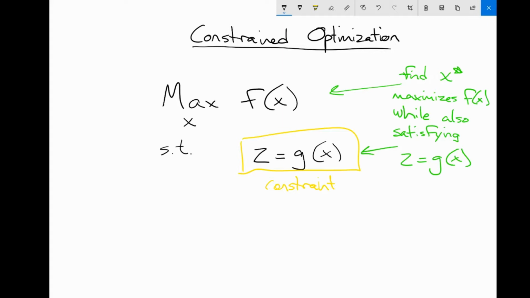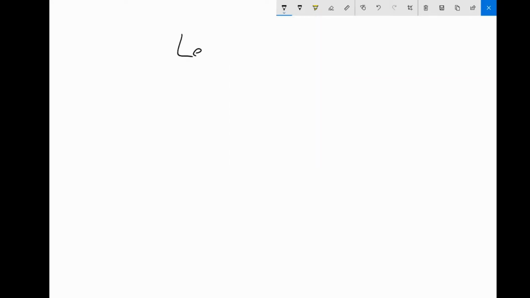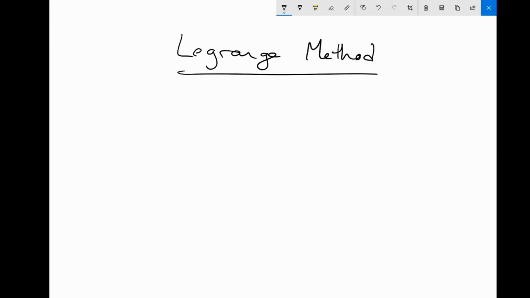Well, we use a method that's called the Lagrange method. Let me show you what that is. I'm going to delete all of this. We do this constrained optimization by using the Lagrange method. Let me just get right to the point and show you what it is.